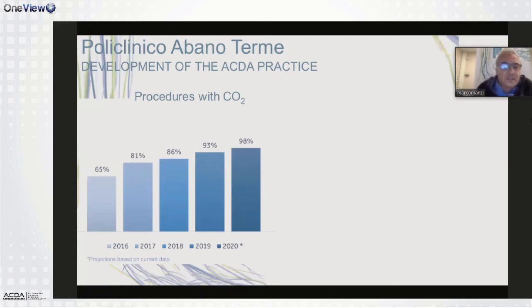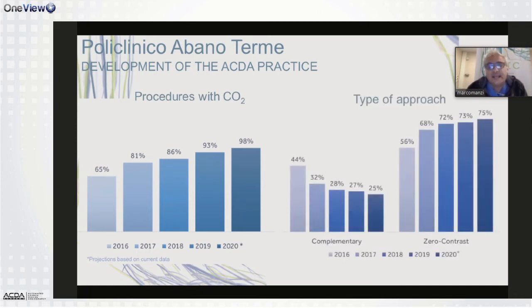That's why, as you see here, in the last 5 years we increased the use of CO2, and today we probably study the entire amount of patients with CO2. You can see here, 98% of patients are studied and treated with CO2. And if you look at this slide, there was an improvement in zero contrast procedures. In the beginning we tried, and we still do, to integrate diluted contrast medium together with CO2, especially with super selective injection of a very small amount of diluted contrast medium. But the tendency is to arrive at zero contrast procedures.